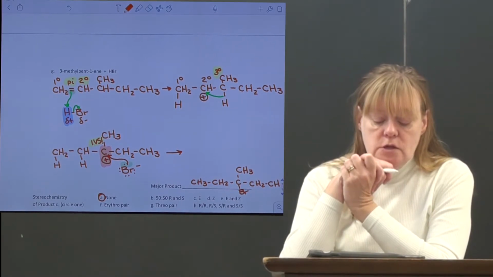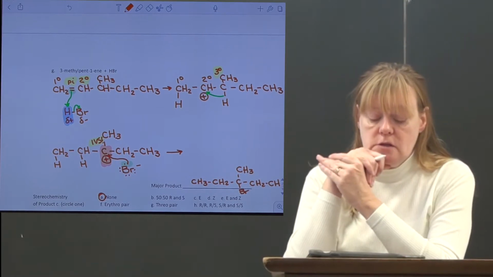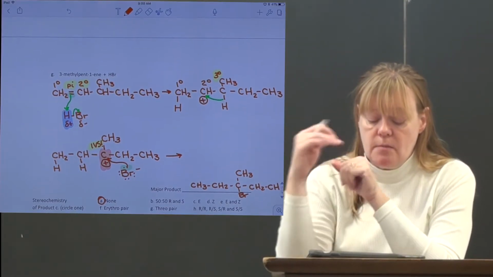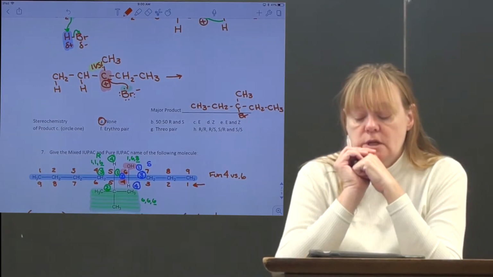Then look for what resources you have left over to form a 4th bond, and that's the bromide that resulted from the reaction in the first step. This also doesn't have any chirality centers because you have 2 ethyl groups attached to that carbon.